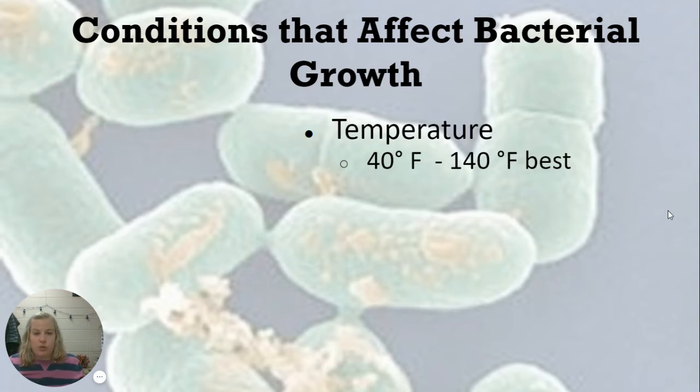The first one is temperature. Bacteria, for the most part, love things warm and cozy. They are not going to grow particularly well below 40 degrees Fahrenheit. There are some bacteria that can, but in general they don't grow really well. Their best temperature range is between 40 and 140 degrees Fahrenheit. In foods, we call this the danger zone, and that's the temperature where you don't want to keep food, because food tends to be a good place for bacteria to grow. So refrigerators keep their temperatures under 40 degrees Fahrenheit, and freezers are below freezing.